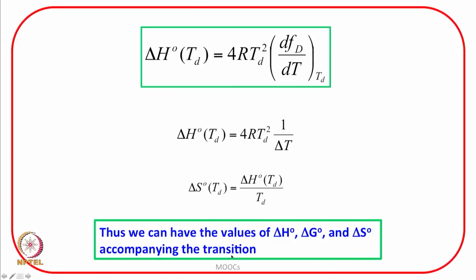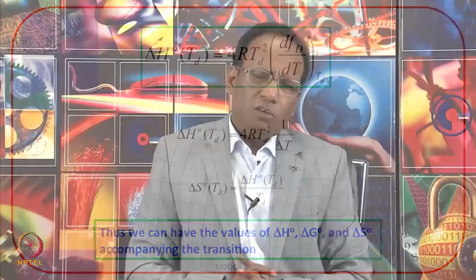And as I discussed, we can use UV visible spectroscopy, fluorescence spectroscopy, circular dichroism spectroscopy or any other technique where the observable is changing with temperature, to get the thermodynamic parameters associated with the transition of the protein from native state to denatured state. For example, let us take a look at the slide.